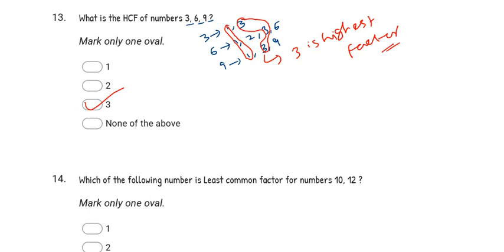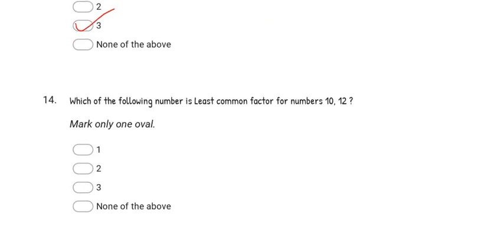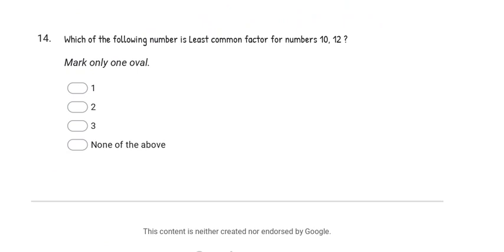So what is the answer? The answer is 3. Next, which of the following numbers is the least common factor for numbers 10 and 12? First write the common factor. First write the factors of number 10: 1, 2, 5, 10. For 12: 1, 2, 3, 4, 6, 12. So what are the common factors? 1 and 2 only.